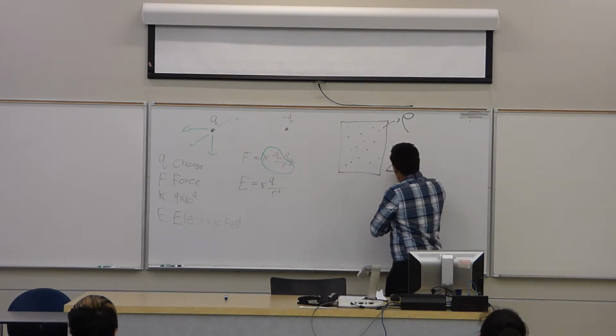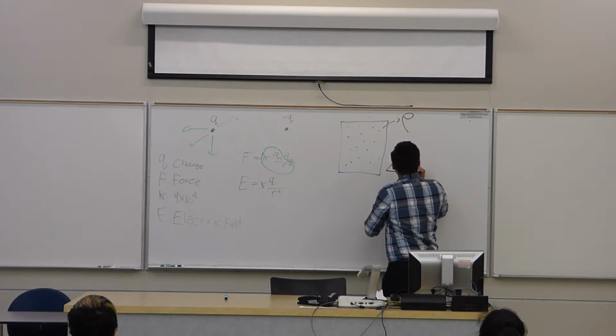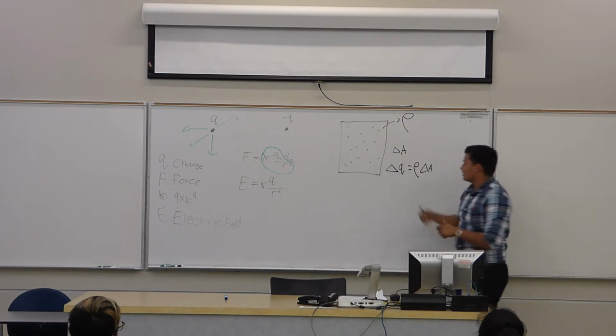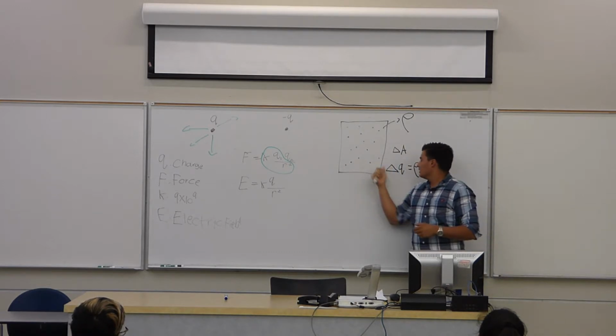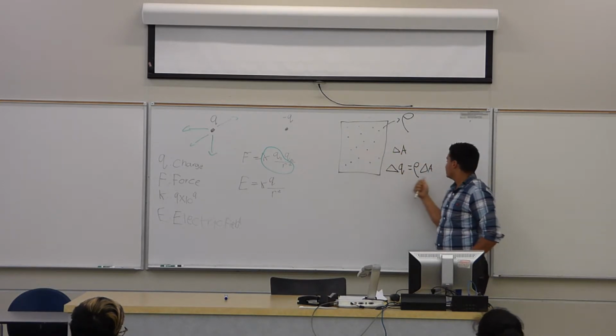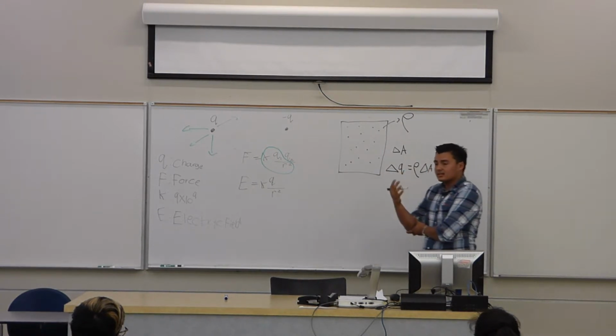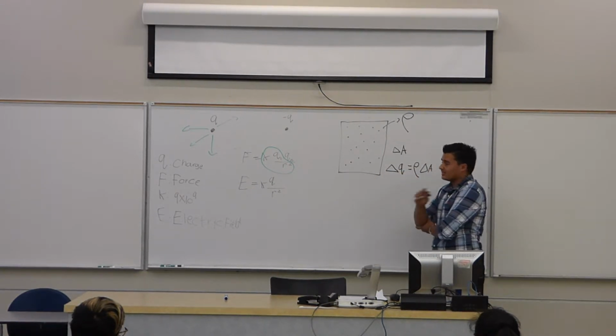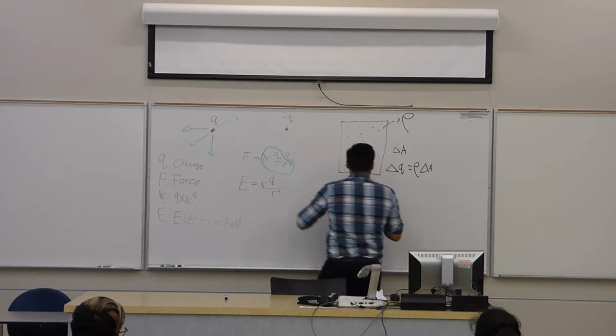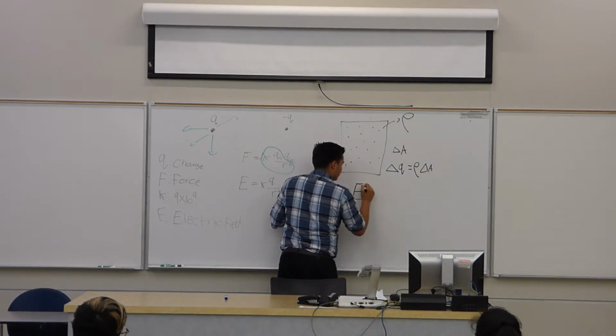And so, I'm going to use the charge ΔQ equal to ρ times ΔA. So this means the change in charge as I go along is equal to my charge density times the change in area. Now, using calculus, we can derive a formula, but I'm going to skip all of the calculus, and I'm going to get you guys to an equation.